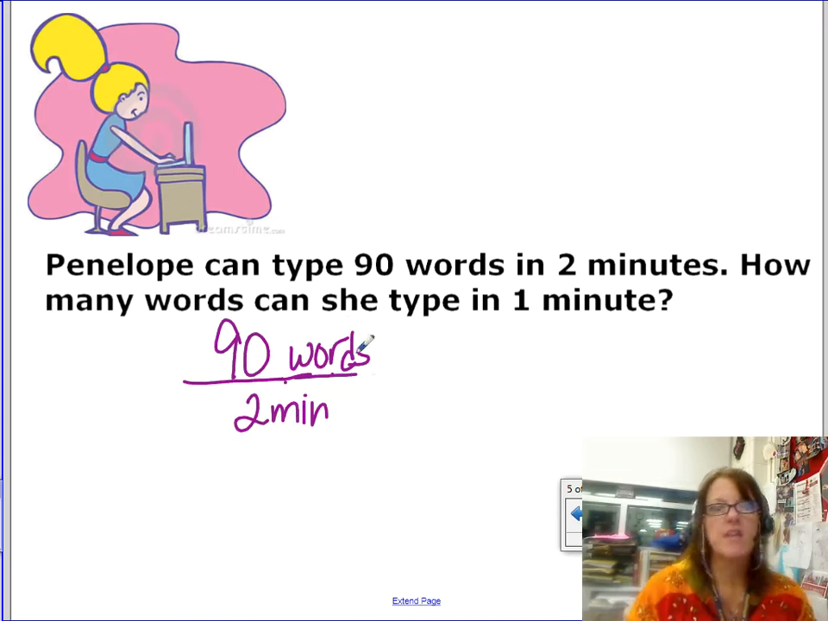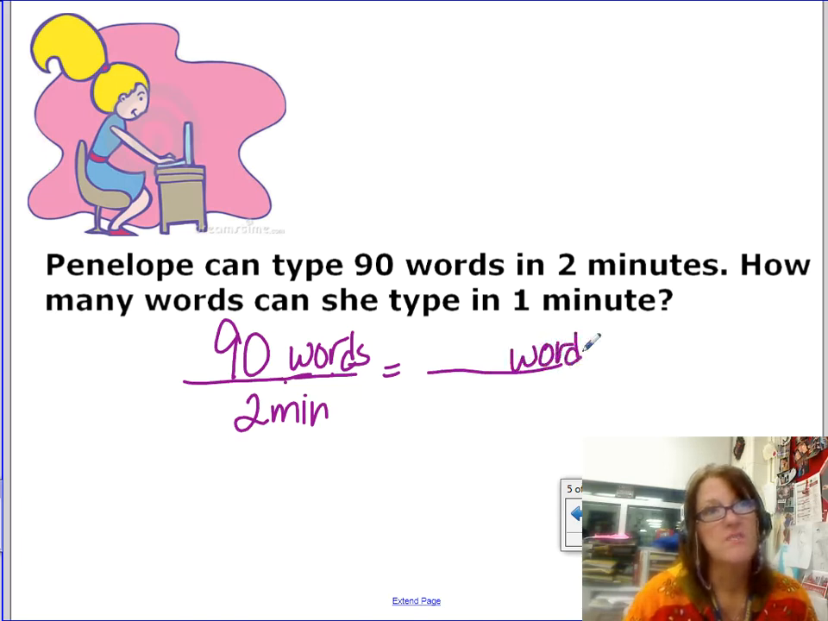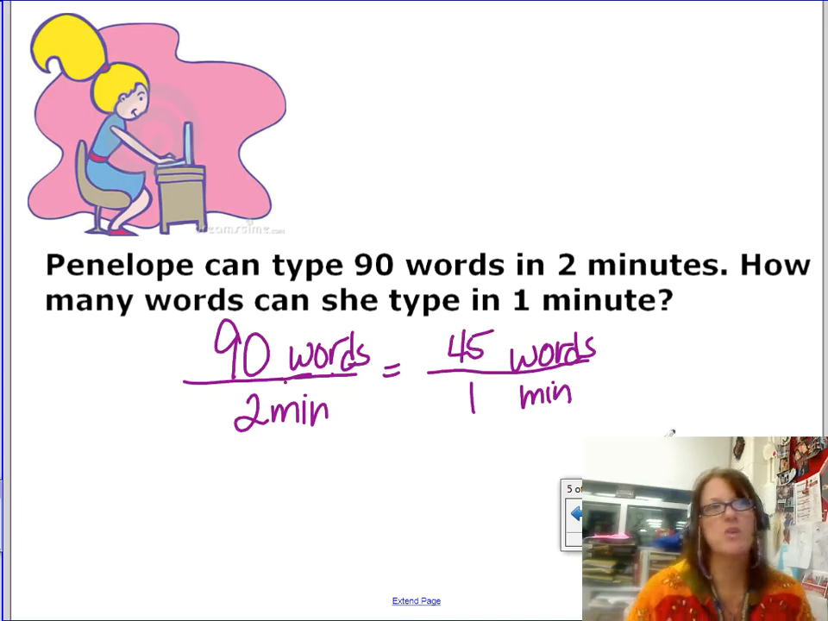If I said find the unit rate, that means you take whatever's in the denominator and do the division, 90 divided by 2. I'm still going to have a fraction, with words in the numerator and minutes in the denominator, but now my denominator is going to be 1, because 90 divided by 2 is 45. Think of that as 45 over 1. 45 words per minute. There you go.